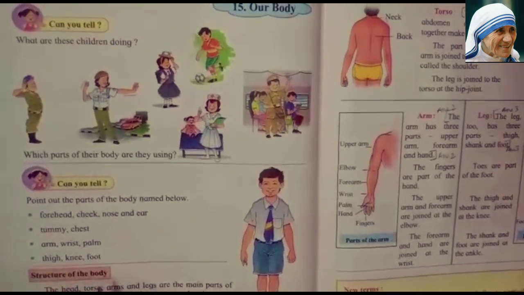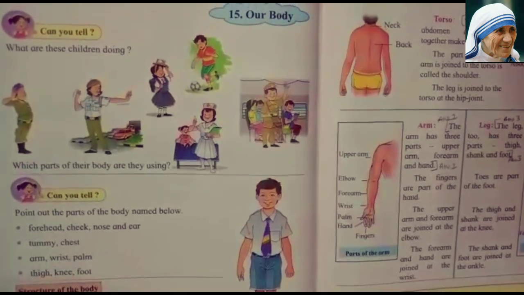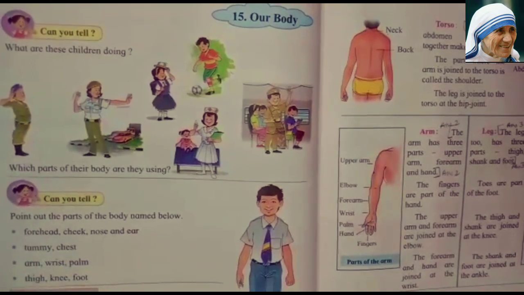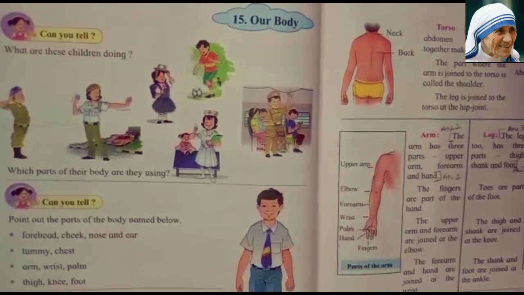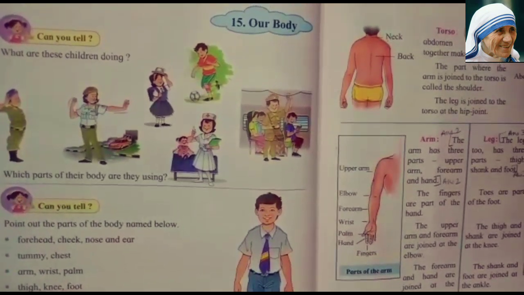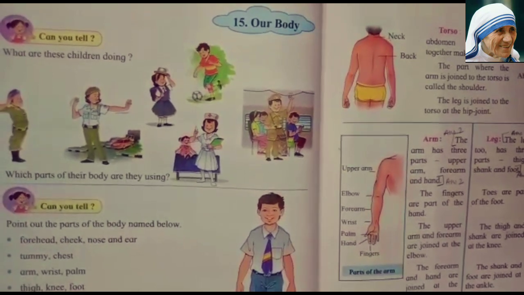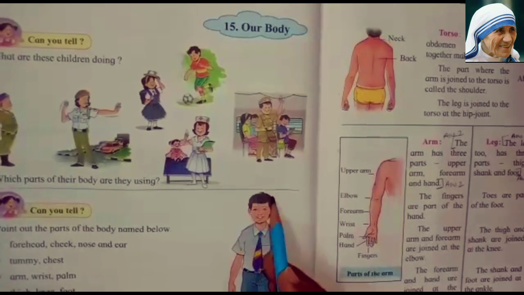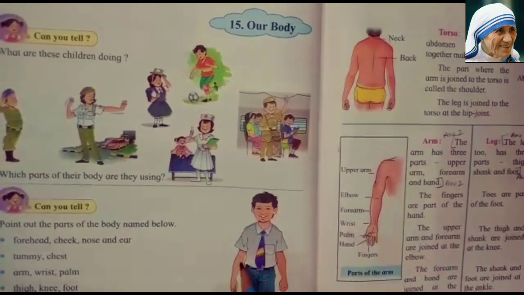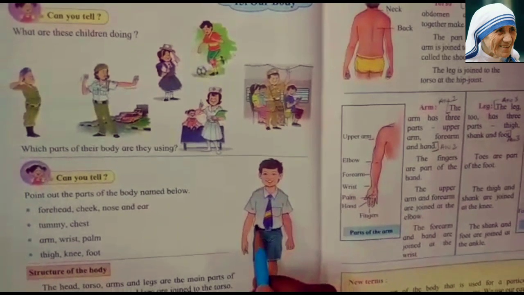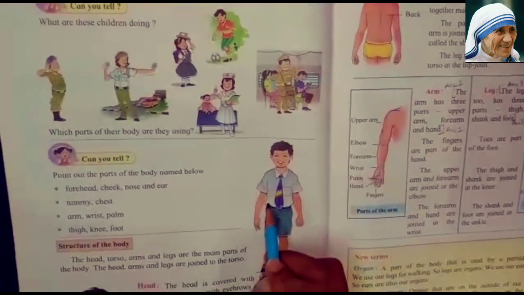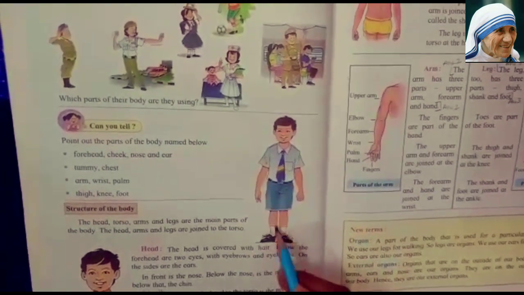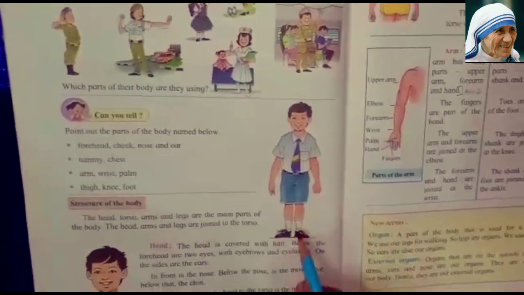Structure of the body. The head, torso, arms and legs are the main parts of the body. These four are the main parts of our body. This is the head. And this is called torso, from shoulder to waist. And this is called arm. And these are legs, full legs. Okay.